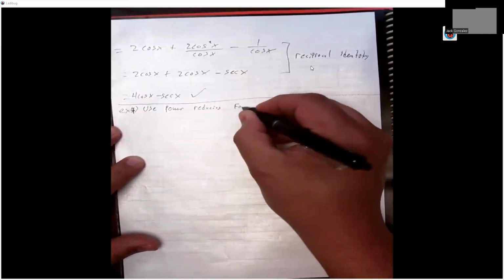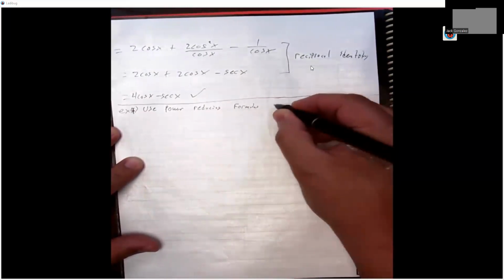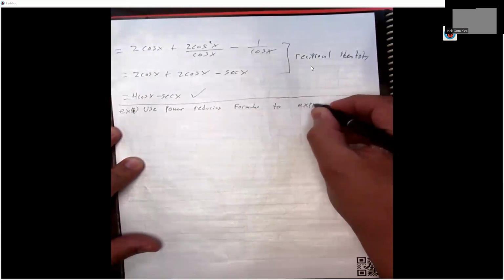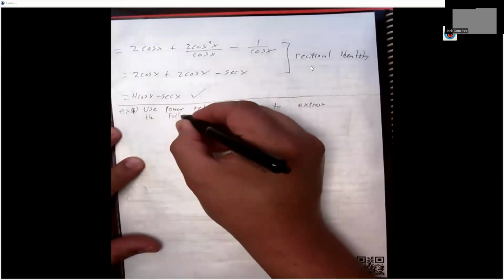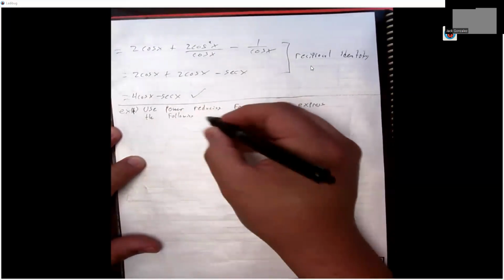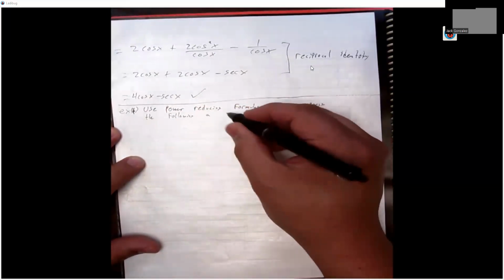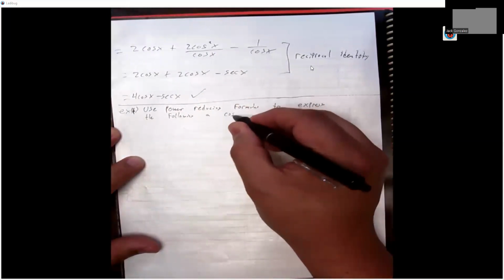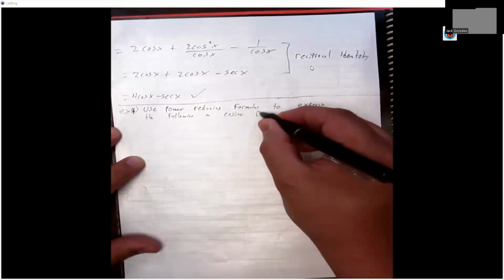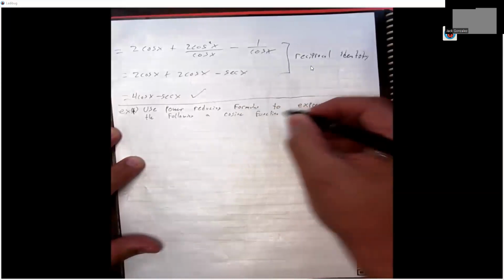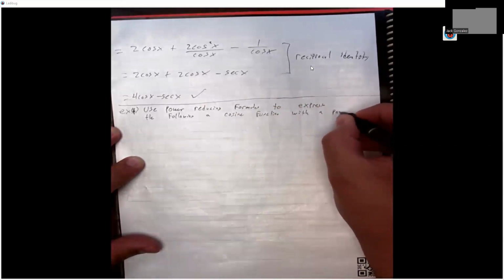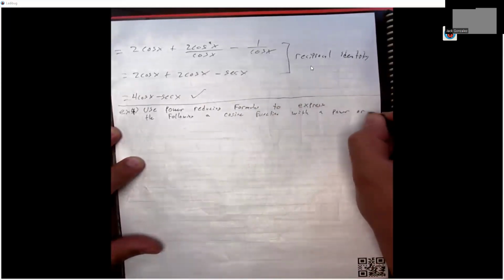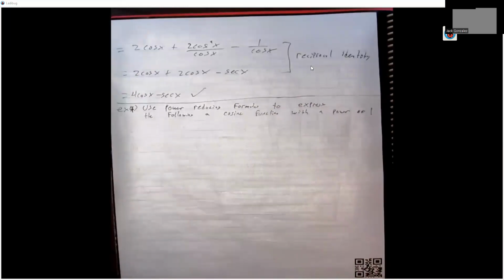Use power reducing formulas to express the following as a cosine function, the power of 1. So basically what we're going to do is remove all the powers using that formula.